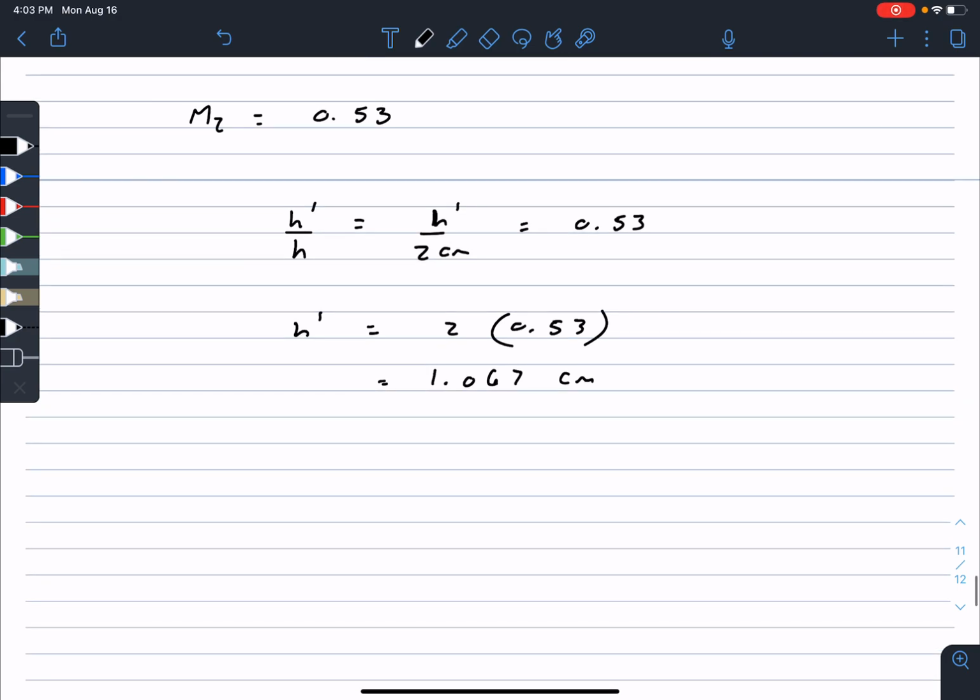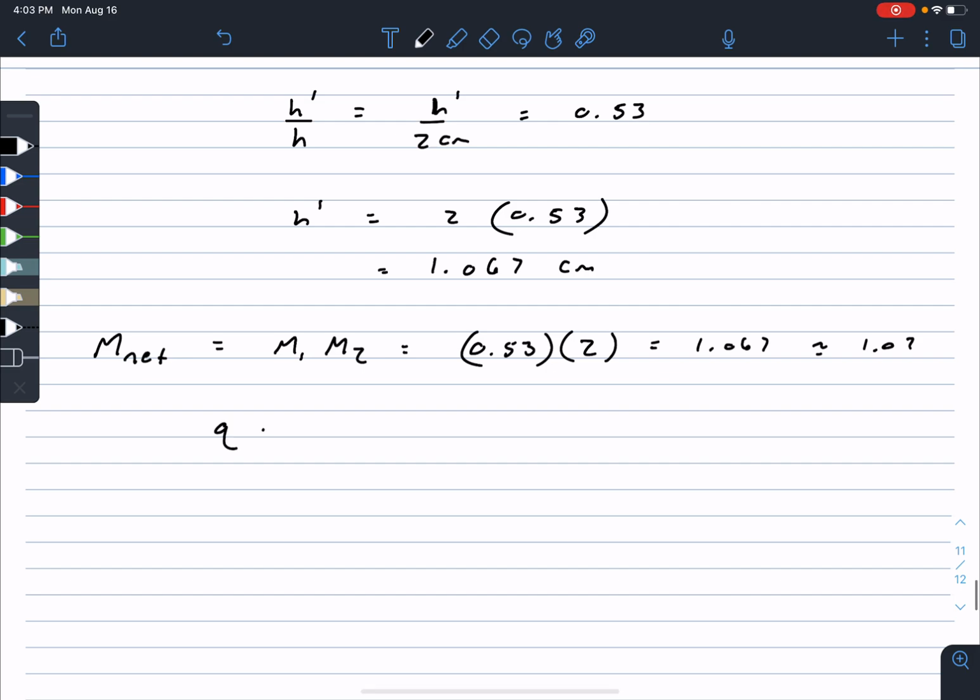Okay, and then we want the total magnification, which all we do is multiply the two magnifications together, and again 0.53 times 2, since it was 2 before, so that gives us a value of 1.067, or we'll say about 1.07, as the total magnification for this system.